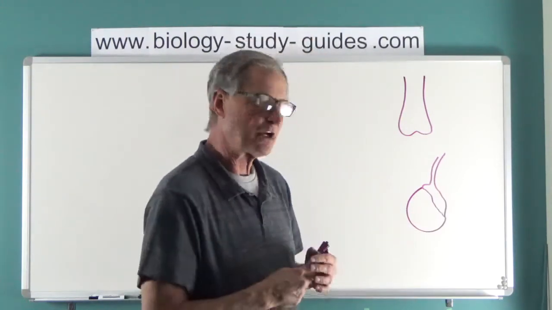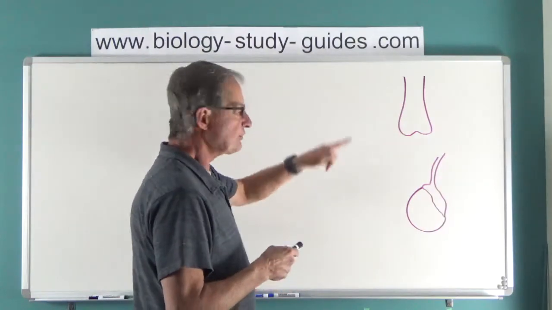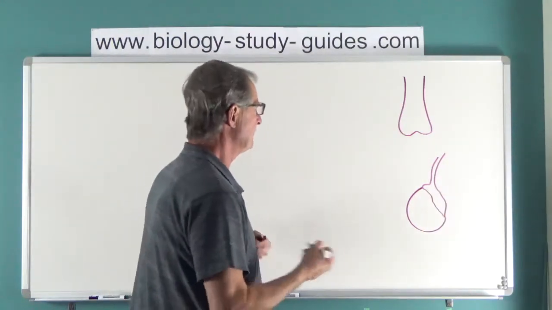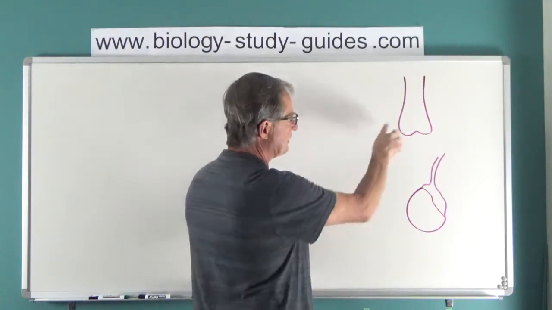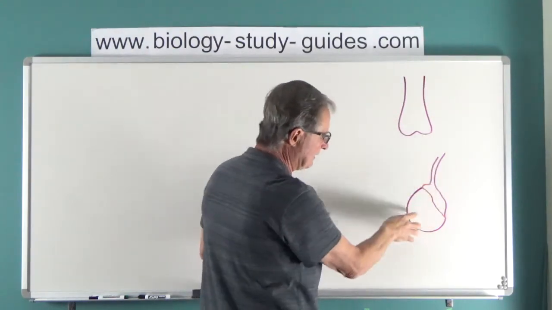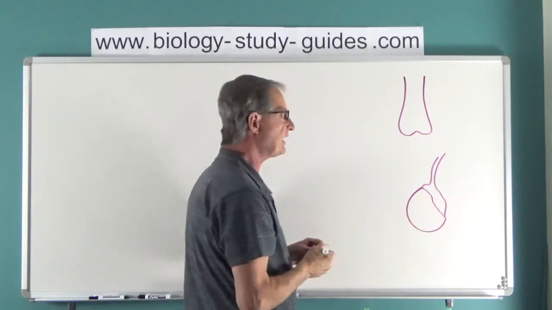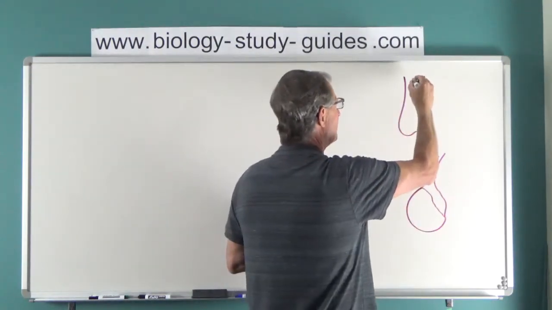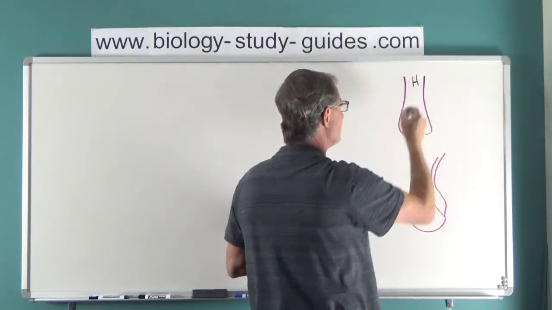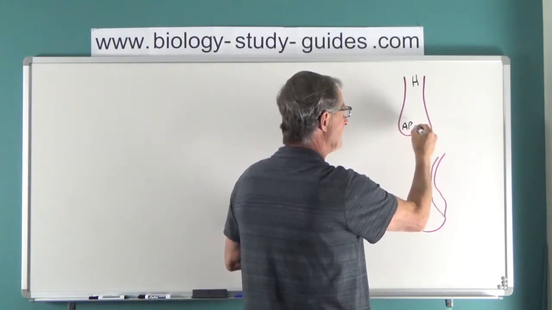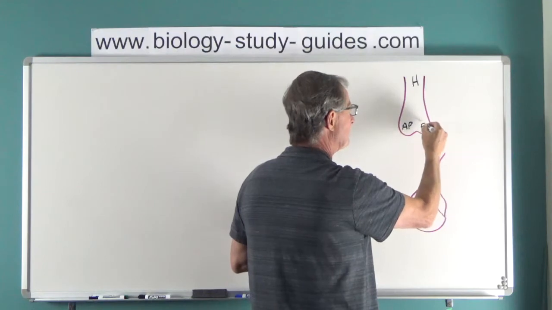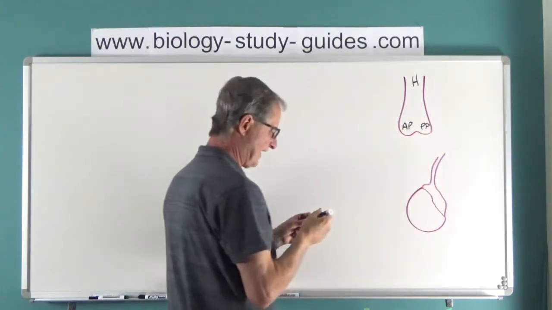Anyway, to get started on this one, you should be able to recognize these illustrations here. This is the hypothalamus and the pituitary glands here, the epididymis and the testis there. Hypothalamus is up here. The anterior pituitary, I'll put an AP there, and posterior pituitary, I'll put a PP on that one.